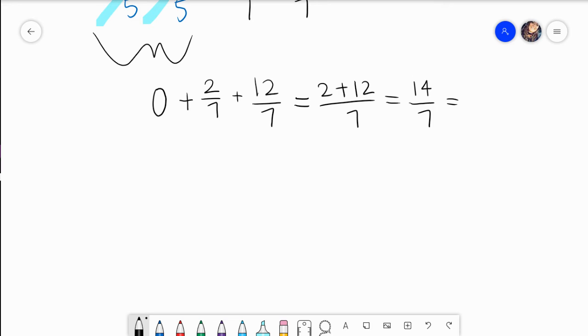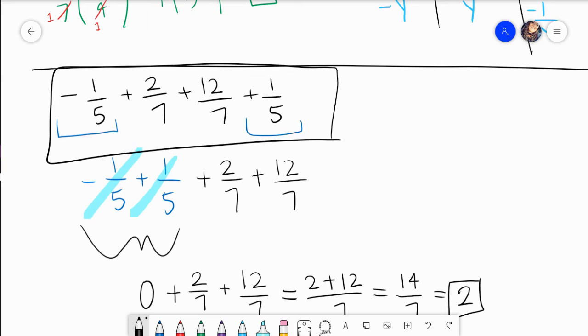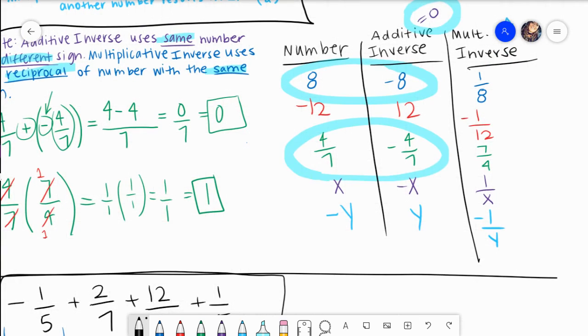I get 14 over 7. Right here, use your calculator, because if you ever have a numerator that can equally be divided by the denominator, then what you end up getting as a quotient, as the answer, is just a whole number. Because if you think about it, 14 divided by 7, well, 7 goes into that equally 2 times. So that fairly simple answer of just a regular plain number 2 came from doing the math right here on all 4 of these fractions, because I noticed that I had additive inverses.